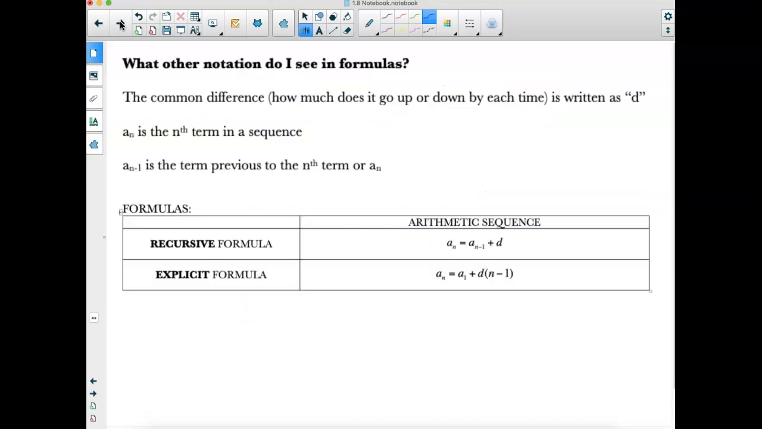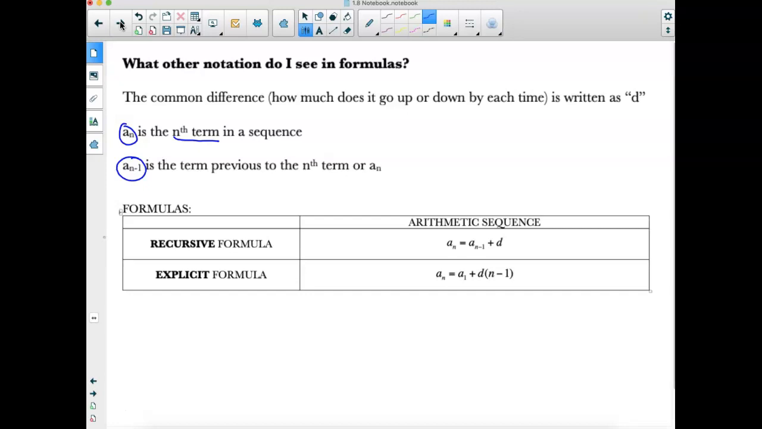Well, what other notation do you see in formulas? Well, lots of them. When I look at the actual formulas, I have what's called the common difference. That's how much it goes up or down by each term, written as D. We have A sub n. A sub n is the nth term in a sequence. Nth term meaning I don't know how many terms are in here. If there's 10 terms in that sequence, the nth term would be the 10th term. And here's the confusing part. A sub n minus 1 is the term previous to the nth term. Well, that doesn't make sense, but it will, okay?